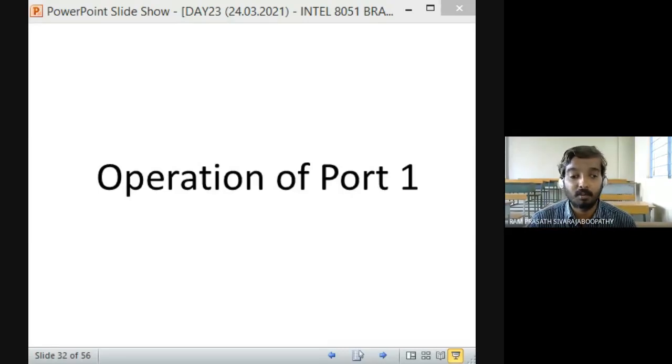For example, we can also say this. What can we say? DEC P2. What is the meaning of this? What is the meaning of this? Can you type it in the chat?